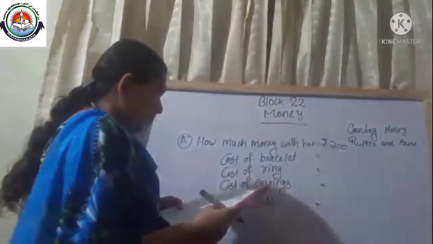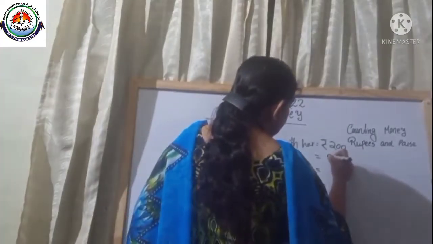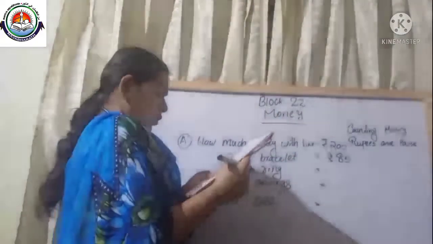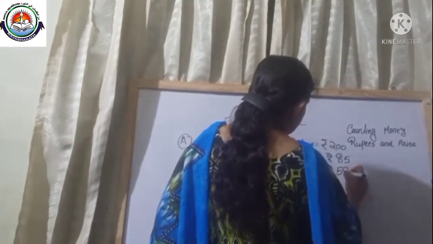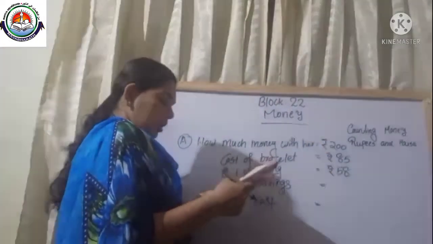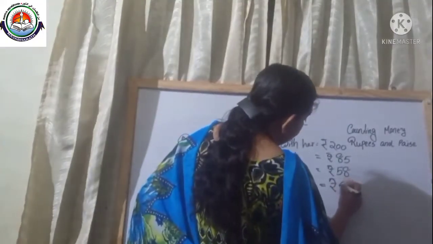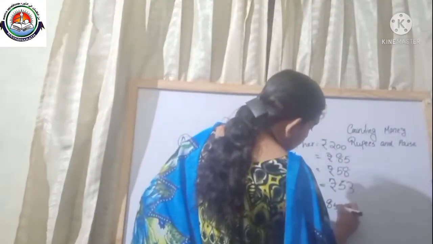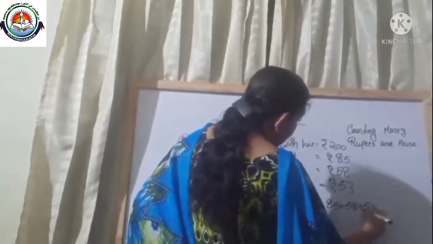Okay, what is the cost of bracelet? 85 rupees. Then ring, rupees 58. Then earrings, rupees 53. So how do you get the total? 85 plus 58 plus 53. Find the answer.